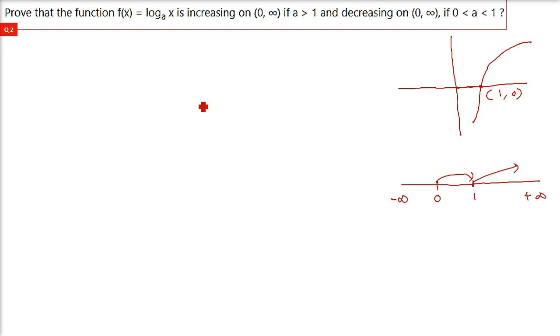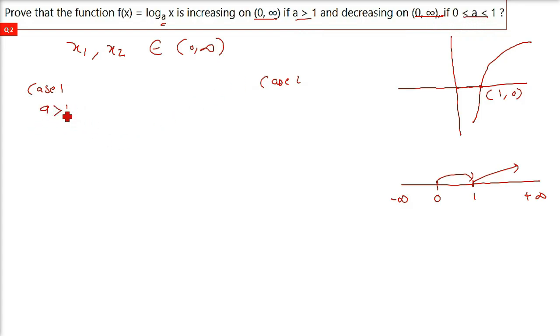I told you about log, you know about log, but it was natural log. But here we have the base a, and we have to show that it is increasing if a is greater than 1 and decreasing if a is between 0 and 1. So just assume, as we did in the previous question, any values x1 and x2 between 0 and infinity. We always take x1 lower than x2, but there will be two cases, because the question asks to show that it is increasing and to show that it is decreasing.